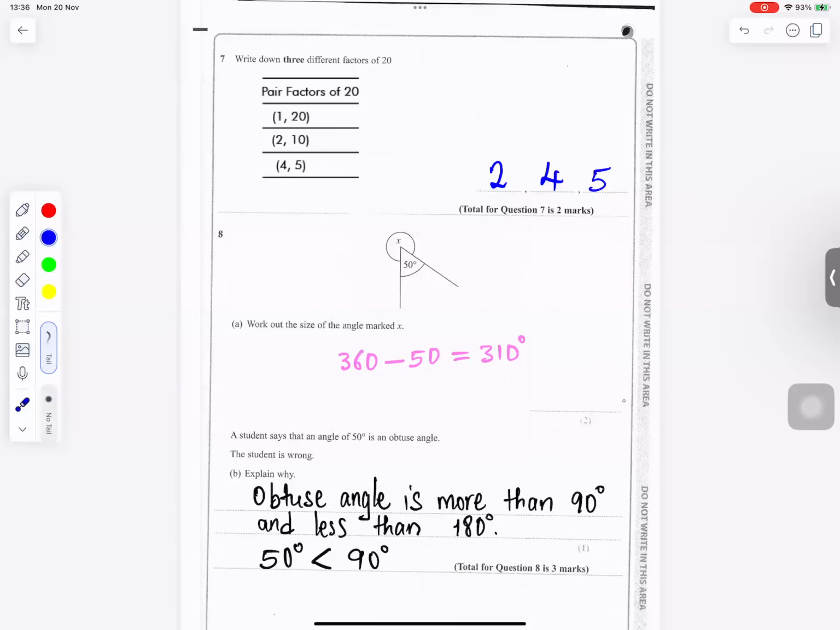Question number 7. Write down three different factors of 20. I pick 2, 4, and 5. You can pick any 3 of those. Number 8. Work out the size of the angle marked X.